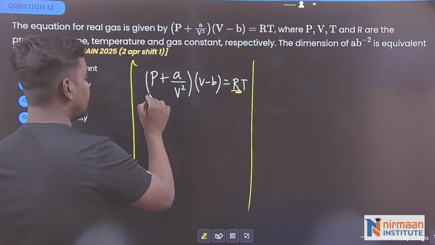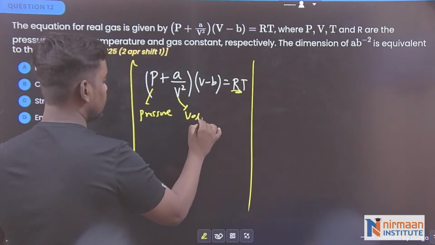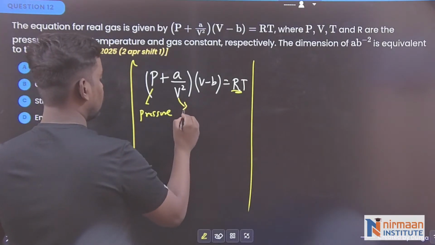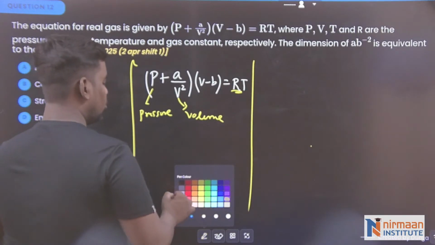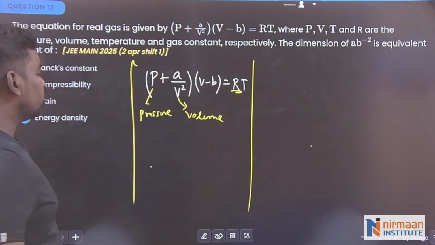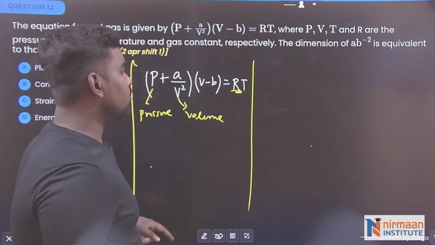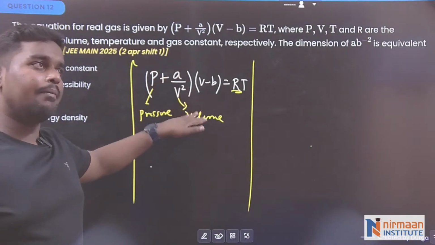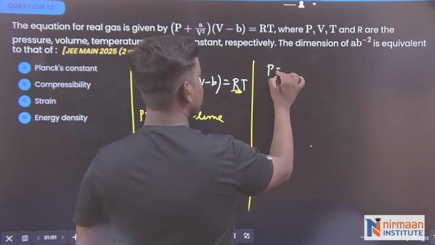No need to worry about the dimension of some terms. P is pressure, and B is volume. If you're adding P with A by B square, then if P is pressure, the dimension of A by B square must be the dimension of pressure, because you're adding. What is pressure? You know the formula, force by area.